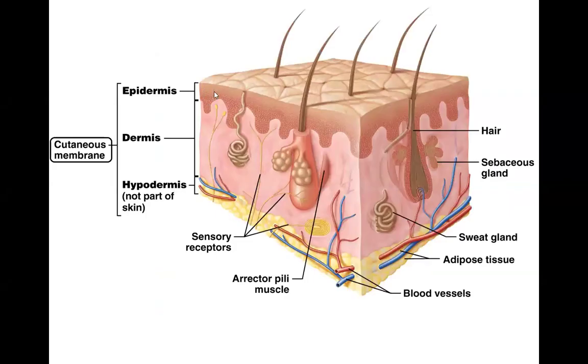This is the epidermis, this is the dermis, and this is the hypodermis. That is not part of the skin. This is the hair, this is the sebaceous gland, and this is the sweat gland. This is the adipose tissue, and these are the blood vessels. You see, you got to know your three layers.